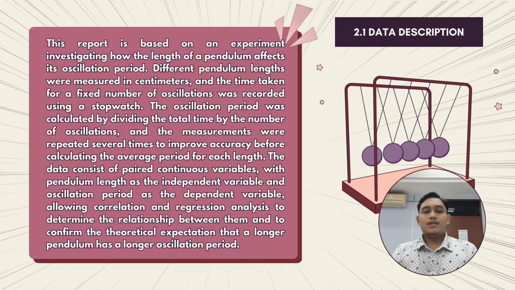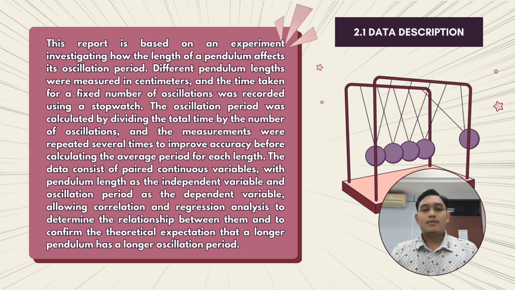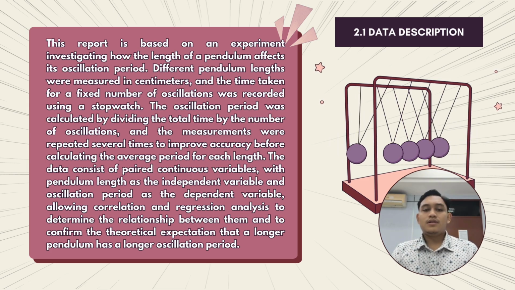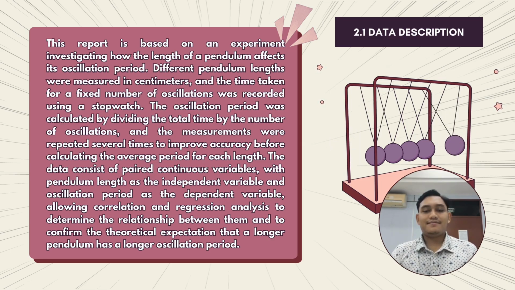The data consists of paired continuous variables with pendulum length as the independent variable and oscillation period as the dependent variable, allowing correlation and regression analysis to determine the relationship between them and to confirm the theoretical expectation that a longer pendulum has a longer oscillation period.